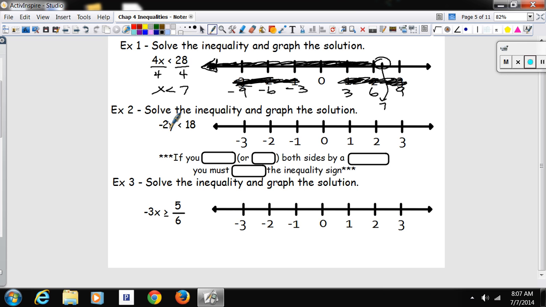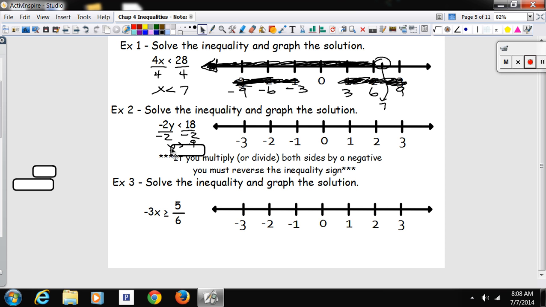Example 2, you want to get y by itself. You're going to divide by -2, and this is when I told you the less than will become a greater than. So you'll actually get y is greater than negative 9. And these little boxes right here are, if you multiply or divide by a negative, you must reverse the inequality sign. If you multiply or divide by a negative, you have to reverse the sign.